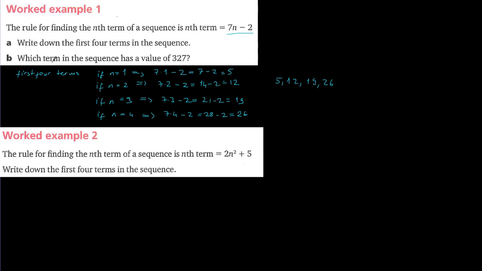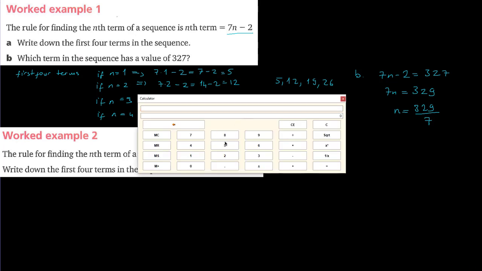It asks which term of the sequence has the value 327. This is important. Actually it is asking me to find n when 7n minus 2 is equal to 327. So 7n is equal to 329, and n alone is equal to 329 divided by 7.